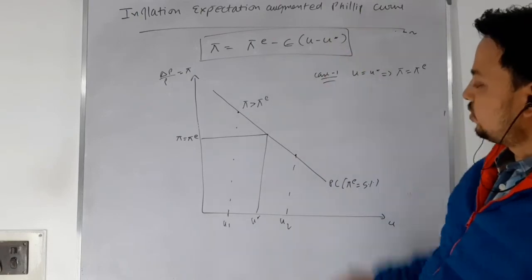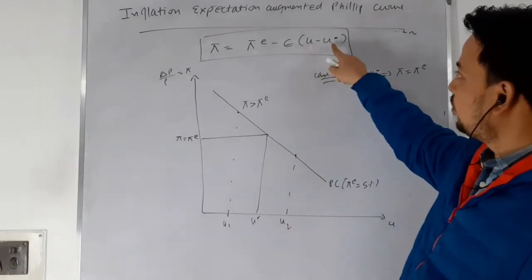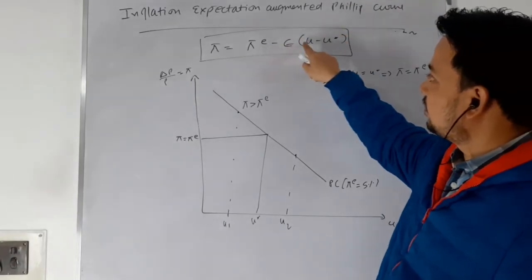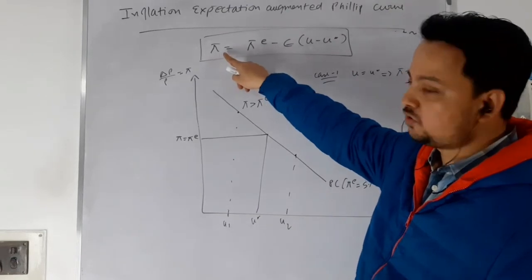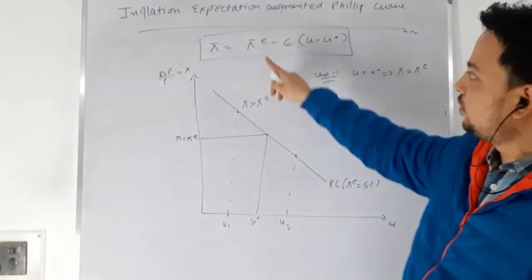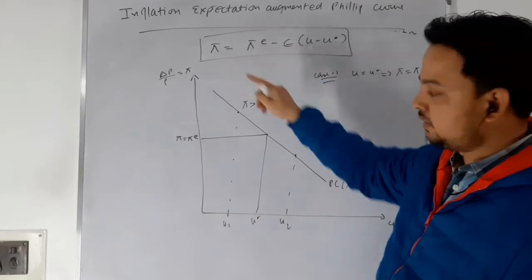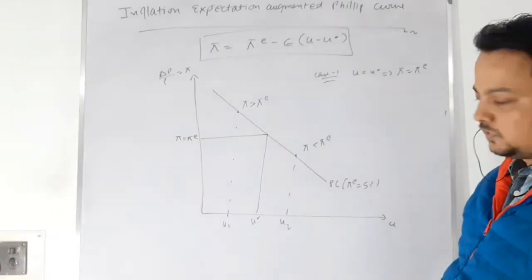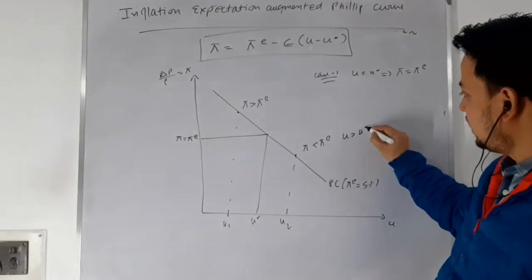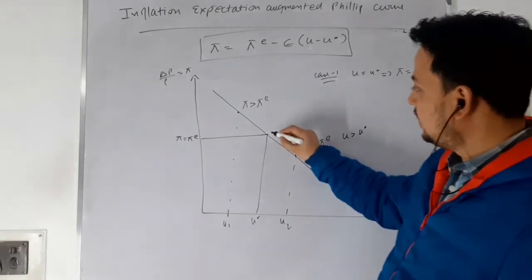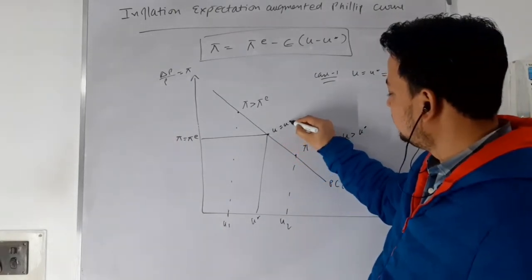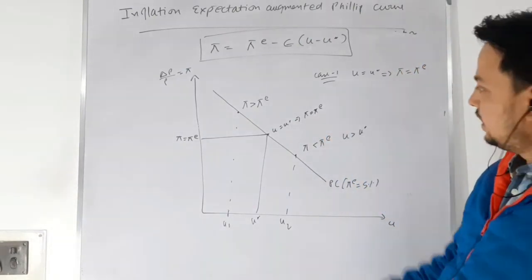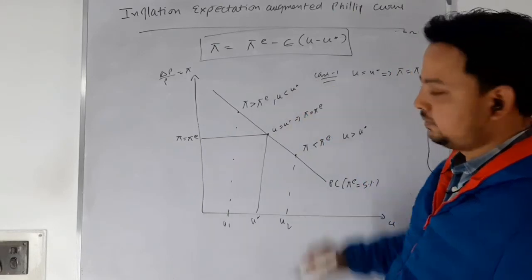You can look at it from this equation also. When actual unemployment is more than the natural rate, this term is positive. Pi e minus something more, that means actual inflation is less than expected inflation. From this you are subtracting something to get actual inflation. So actual inflation is less than expected inflation when u is greater than u star. It is only when u equals u star that actual inflation equals expected inflation.